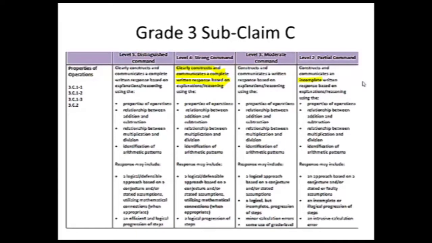whether or not there's a defensible approach. Now, an important thing to notice, and I don't have it on this slide, but it's in the document, is that you can actually meet the standard, achieve at a level 3, and have some minor calculation errors. And what that does, I think, is value the student thinking as much as we value just getting to the right answer. The other piece then for third grade subclaim C that goes right along with that is this idea of distinguishing a correct explanation or reasoning from a reasoning that is flawed.